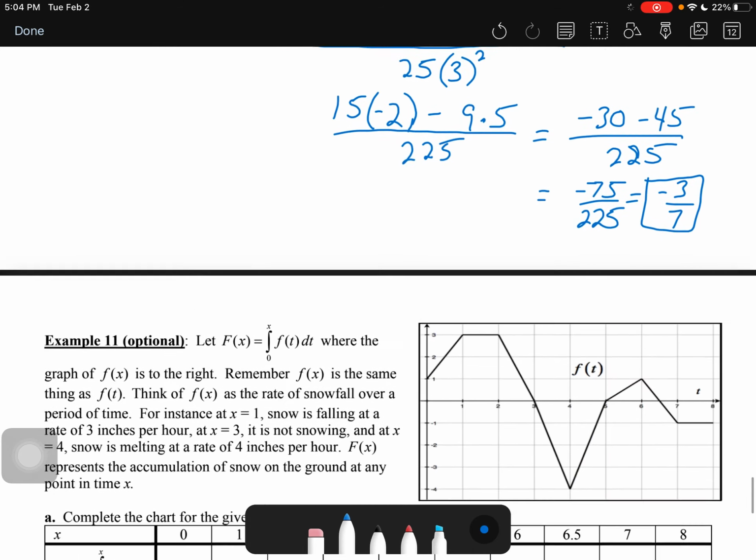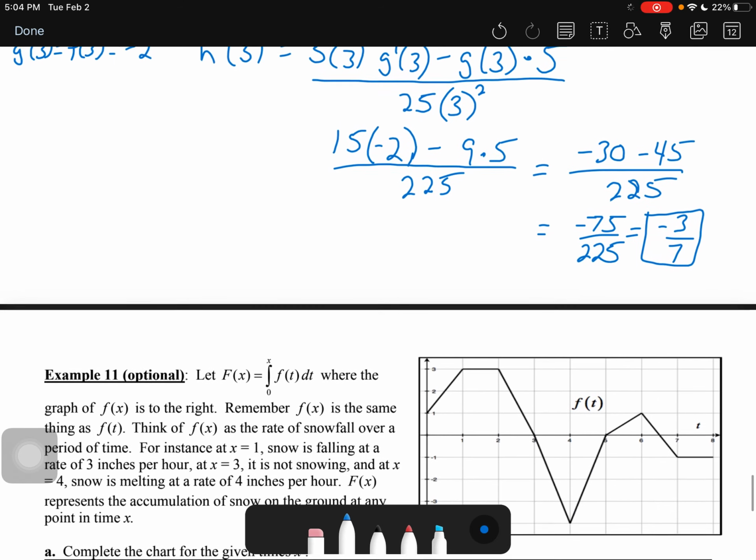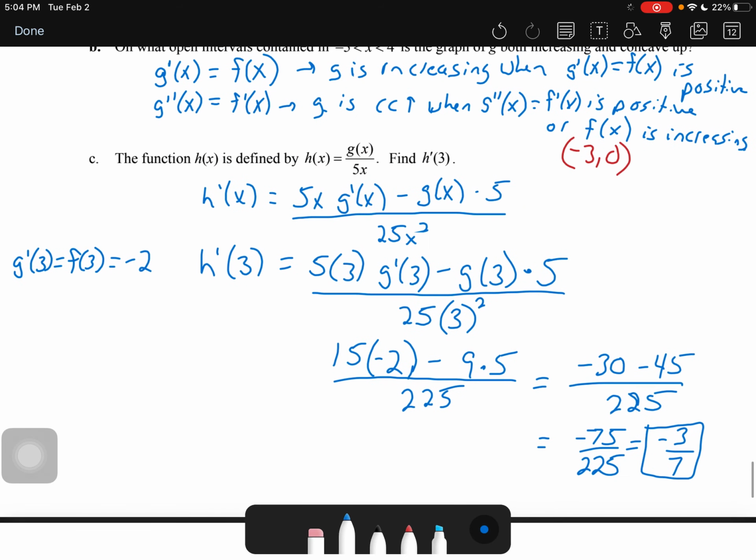I know I went through this kind of fast, but we'll do it in class as well. This is an optional example. This one takes quite a while, so we're going to hold off on that one for now. Okay, so that's it for this.